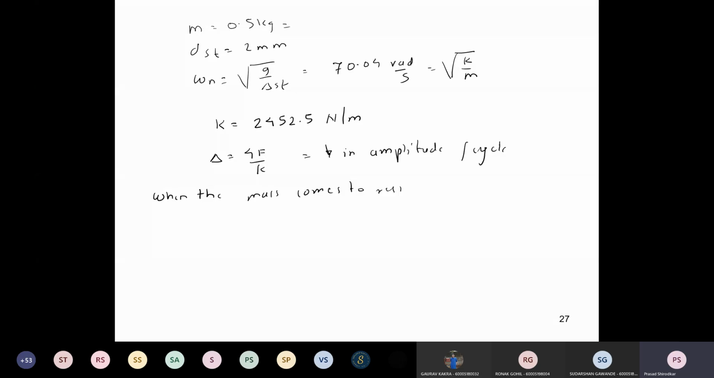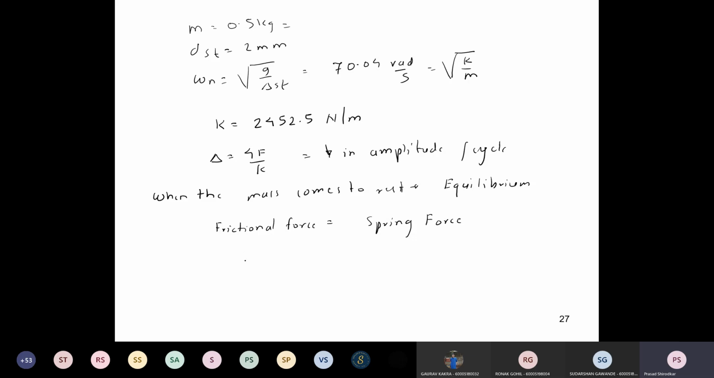Now when the mass comes to rest, that is an equilibrium. Why does the mass come to rest? Because the frictional force at that instant matches the spring force. As the amplitude of vibration goes on decreasing, the spring force also goes on decreasing, and finally it reaches a stage where the spring force is balanced by the frictional force, and the mass is unable to overcome the frictional force and it will stop.